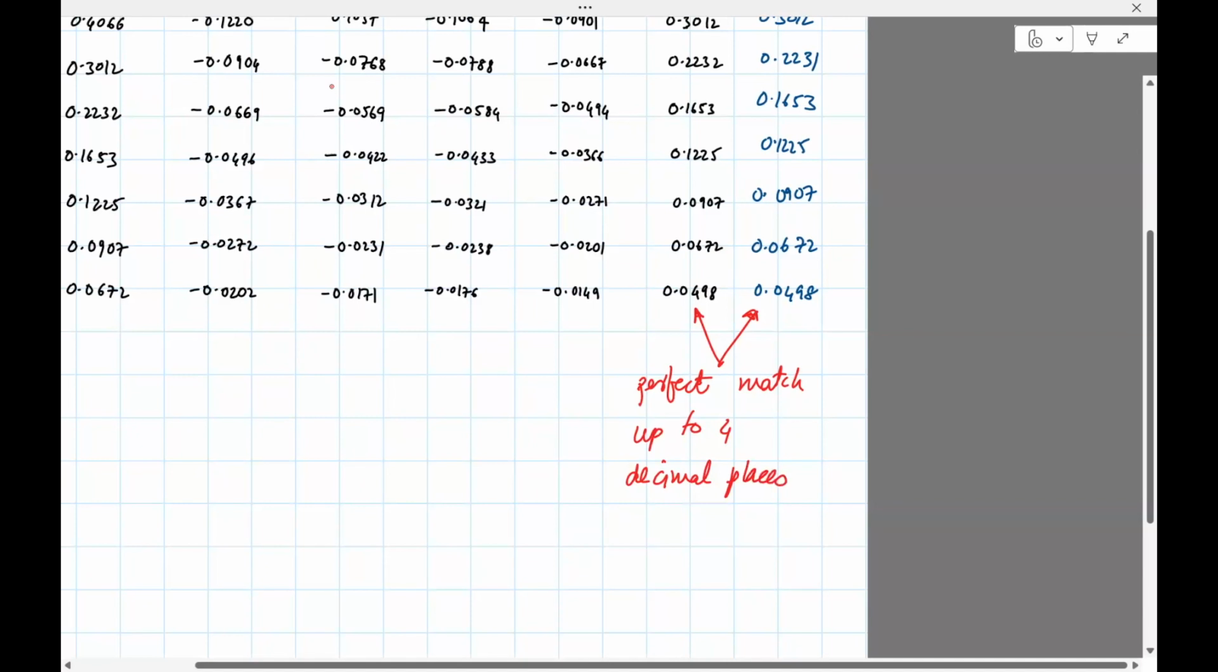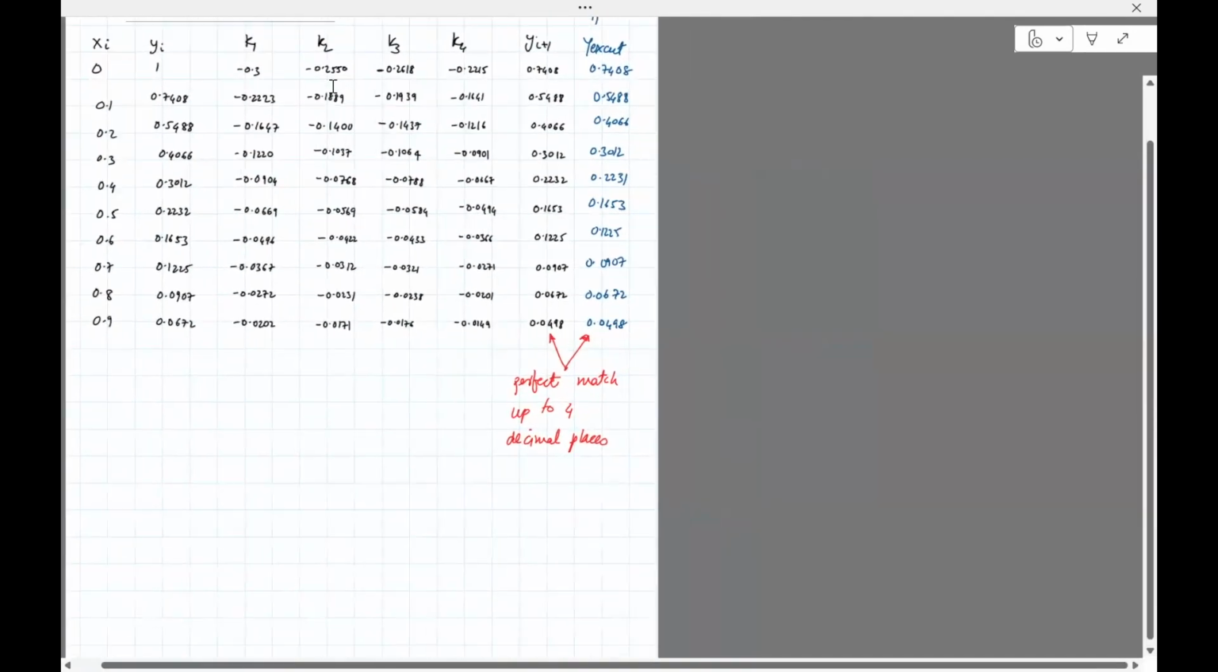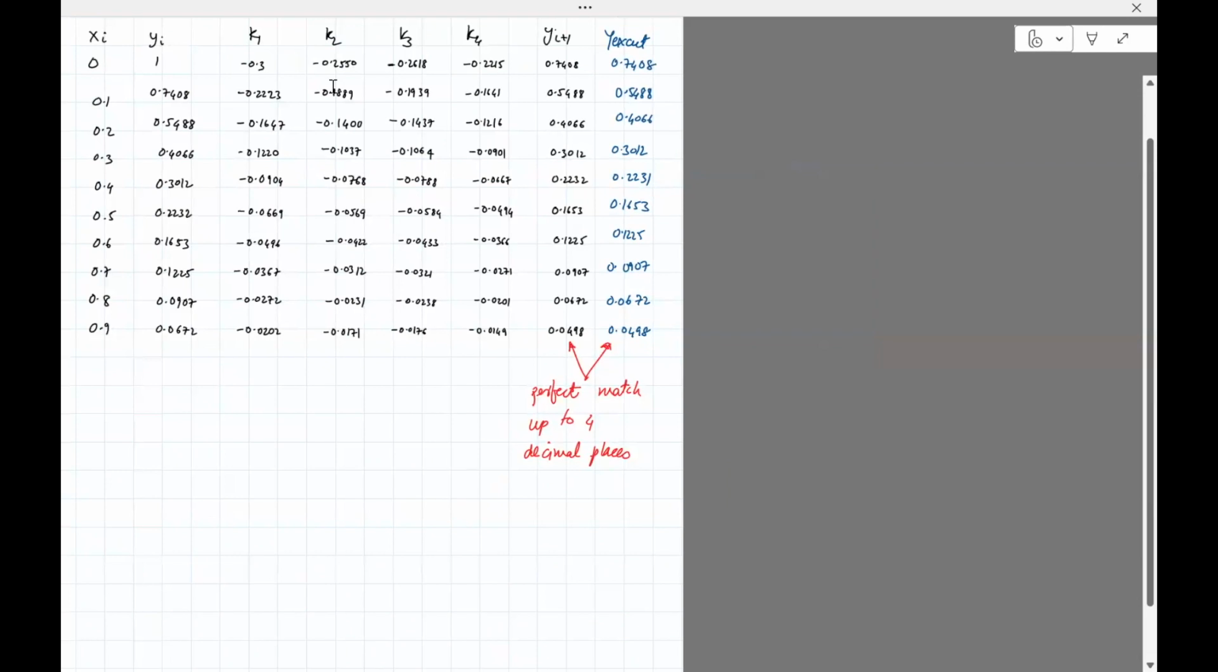Okay, so that you can see how powerful the method is. It gives you good accuracy up to 4 decimals. Of course, if you go to 6, 8, then it will not give you that accuracy.